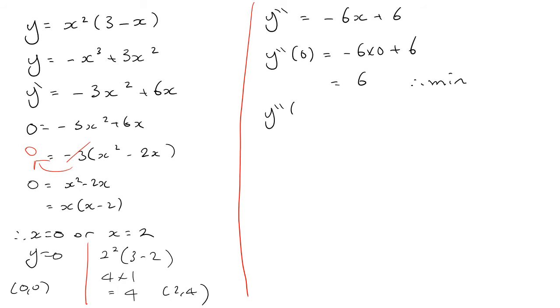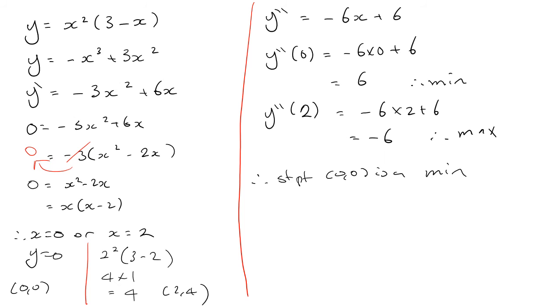We try y double dash at 2. That would be negative 6 times 2 plus 6, which is negative 6. That's a negative number, so that's a maximum. Therefore, we can say that the stationary point 0, 0 is a minimum, and the stationary point 2, 4 is a maximum.